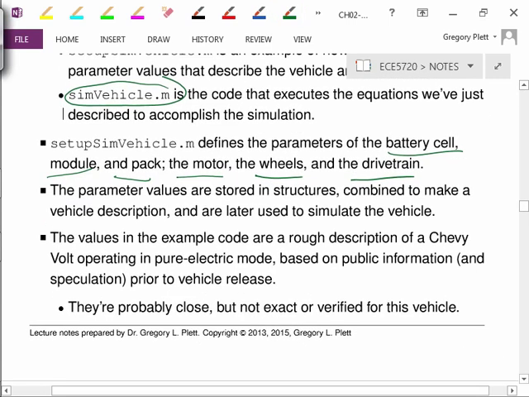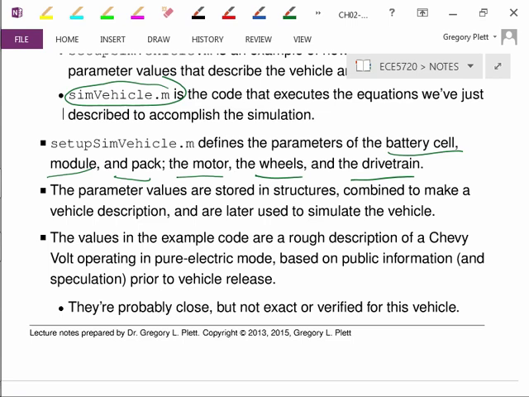The values in the example code are a rough description of a Chevy Volt, first generation Chevy Volt, operating in a pure electric mode. So this is when you've just plugged it in, you've fully charged, you've unplugged it, and you're driving away. So you're pure electric right now. The gas engine has not turned on.